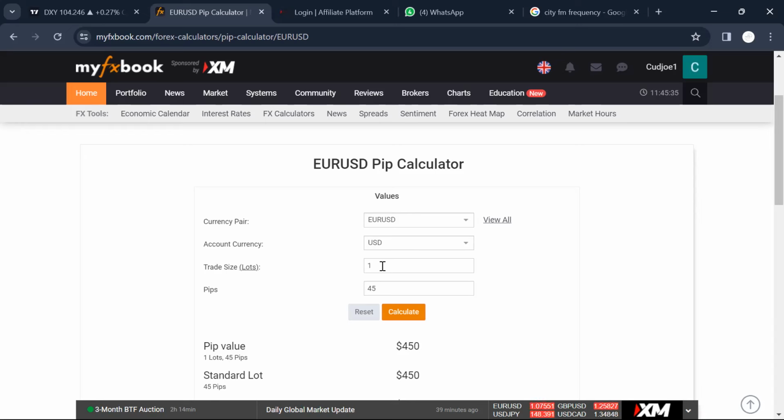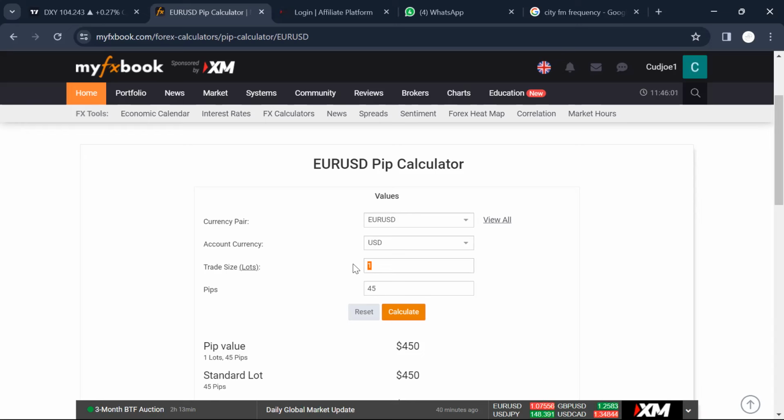So that is the calculation. The site has done this for you. Initially, you had to do this manually, and that was very hectic. But now, thanks to My FX Book, things have been made convenient and easy. So you have to put in this, because you have that at the back of your mind. This is what you are willing to risk.